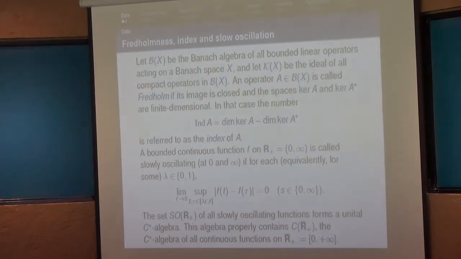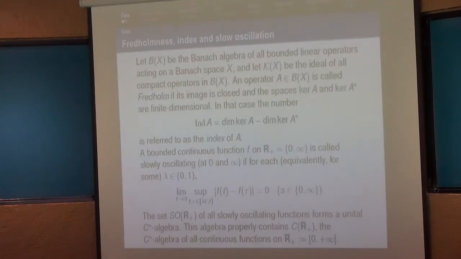of operator A. A bounded continuous function f on the positive half line is called slowly oscillating at points 0 and infinity if for each, equivalently for some, lambda in the interval (0, 1), the limit of oscillation when points tend to 0 or infinity tends to 0. The set SO(R+) of all slowly oscillating functions forms a unital C-star algebra. This algebra properly contains the algebra of continuous functions on the two-point compactification of the positive half line, that is the segment [0, infinity].